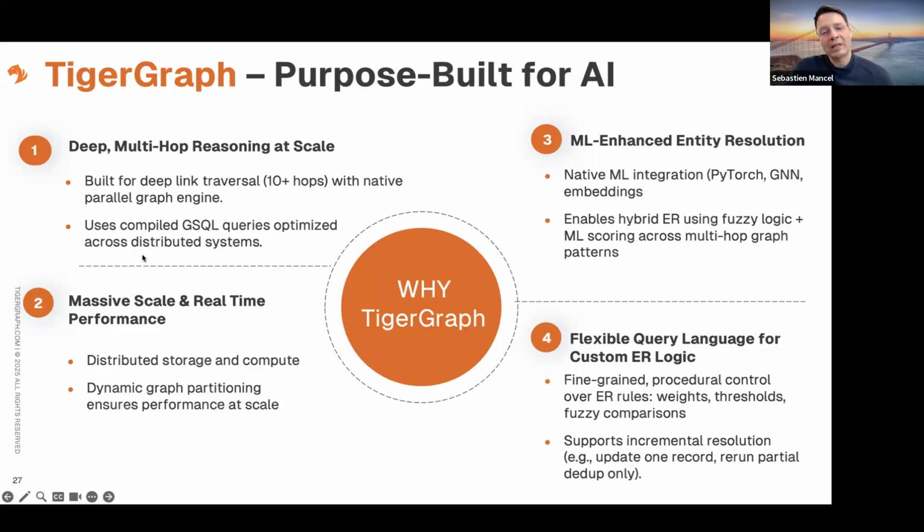So TigerGraph doesn't replace deterministic, probabilistic, or ML-based methods. It amplifies them. It brings them together, and it adds context, speed, and intelligence to deliver the highest accuracy possible at enterprise scale.